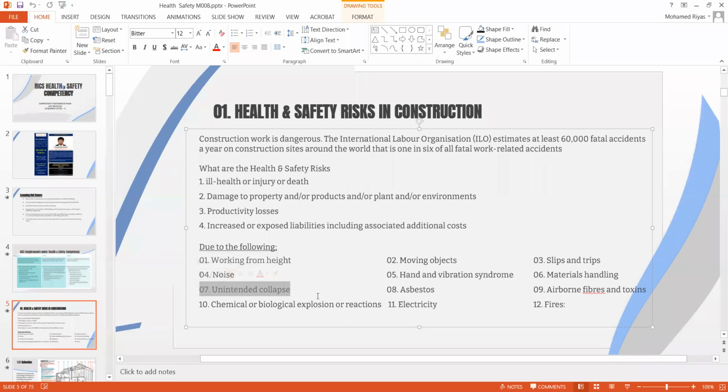The seventh category is unintended collapse. On site, there might be a collapse which is unintended. For example, when you build a water tank concrete wall, it can collapse due to many reasons. Maybe it could be design issues, maybe construction issues, but any unintended collapse can cause damage to the site people, site property, or site plant machinery. So this can cause safety related issues.